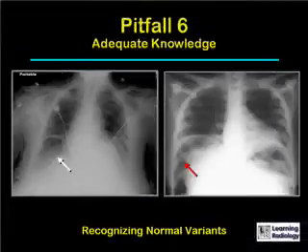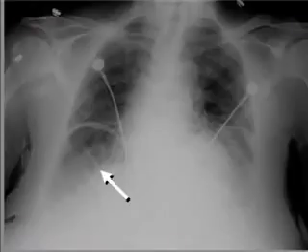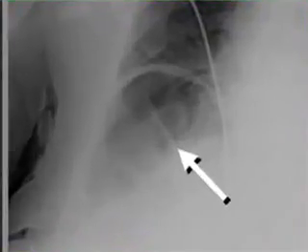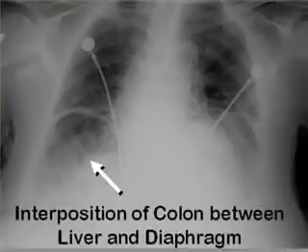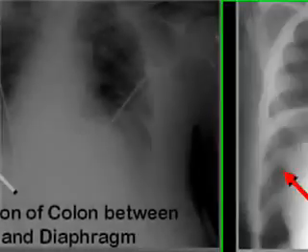Well, if you were worried about free air beneath the right hemidiaphragm, this is an example of being able to recognize normal variants. If you look carefully, you'll see that there are several white transverse bands that cross the air in the right upper quadrant in the case that I showed you. This represents haustral markings in the colon, and this is what interposition of the colon between the liver and the right hemidiaphragm looks like. It has a name associated with it. It's called Chilaiditi syndrome. It isn't really much of a syndrome at all.